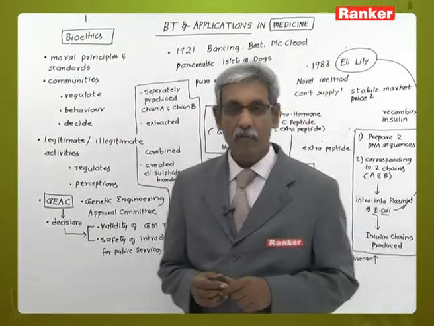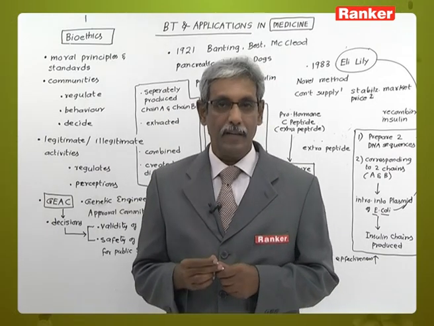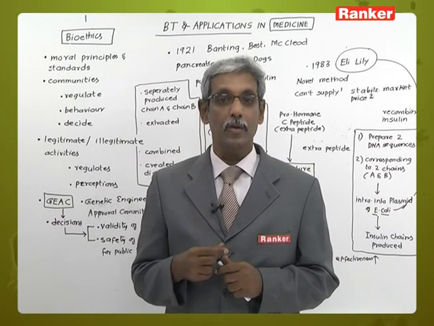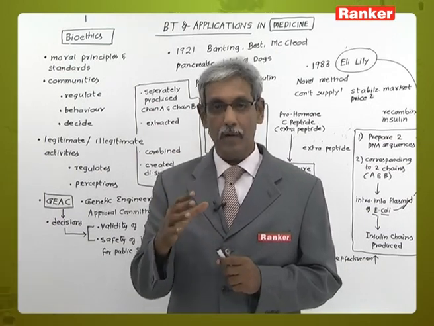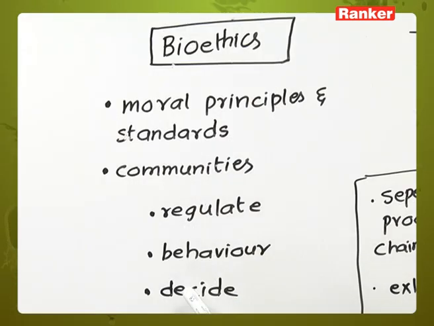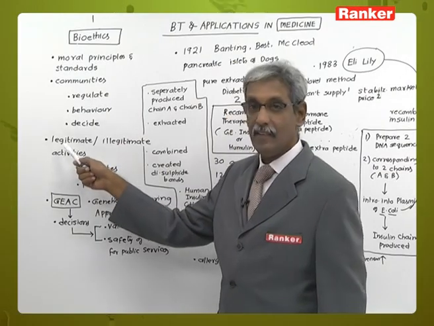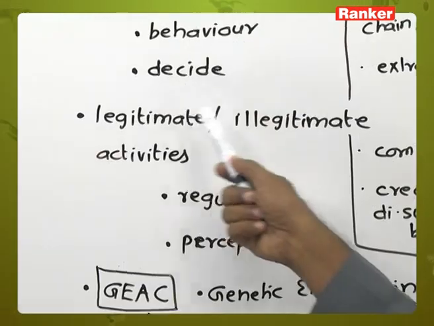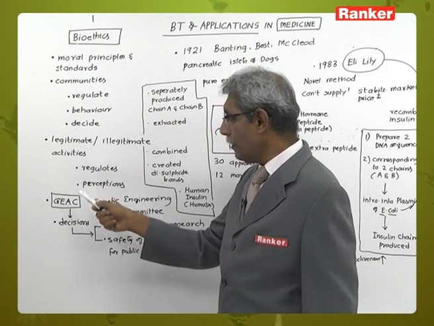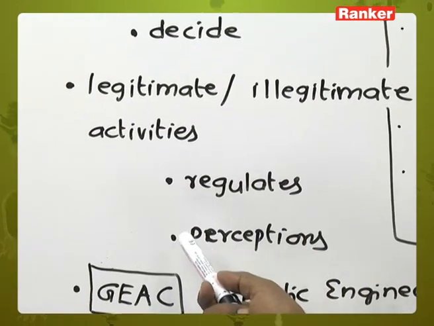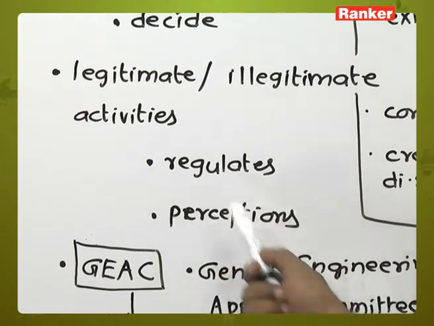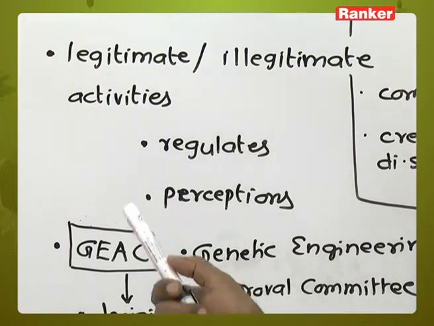Like you take the case of slaughtering of pigs, or the method of slaughtering of dogs primarily for producing human insulin. This comes under the domain of bioethics. So, how do communities regulate and change their behavior and decide which activities are legitimate or illegitimate? This entire process is termed as bioethics. So, in bioethics, we are talking about how we can regulate a biotechnological process, and what are the perceptions of people with relation to a biotechnological process.